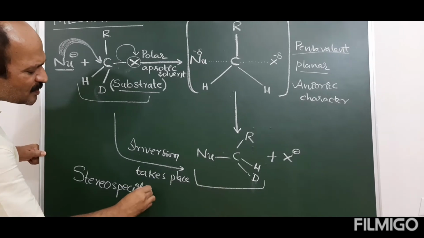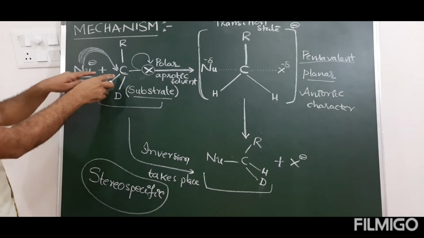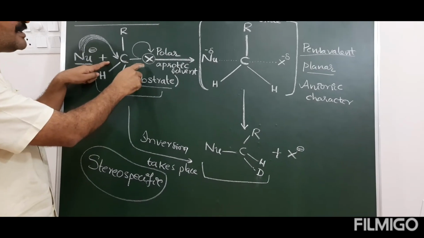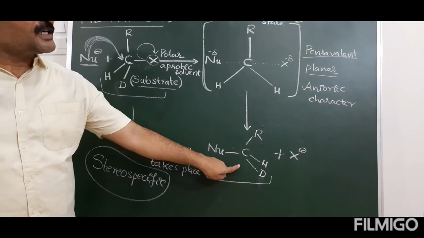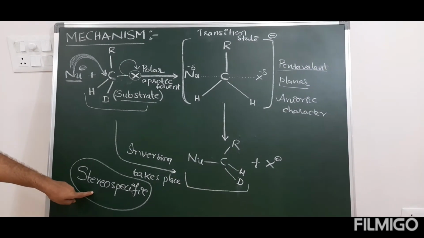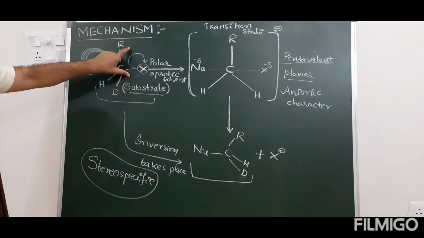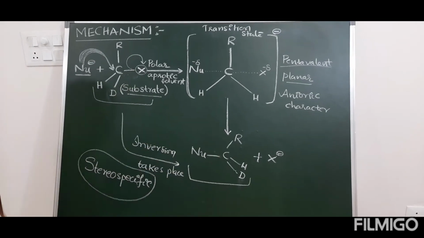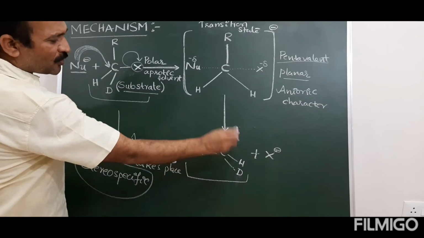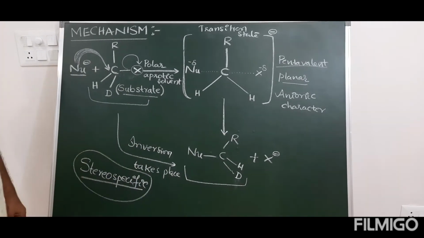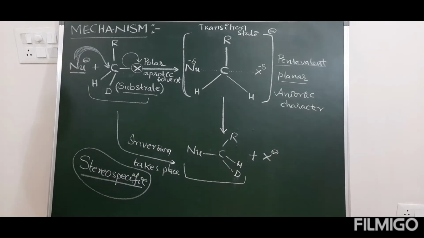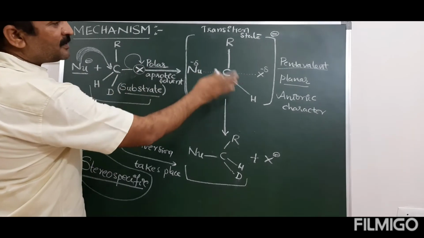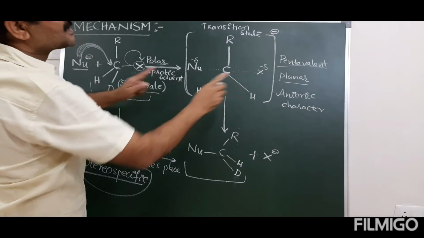What is called stereospecific? Based on the configuration of the reactant, the configuration of the product is decided. That is called stereospecific. So SN2 reactions are stereospecific, the favorable solvent is polar aprotic, and there is no intermediate. Only you can see the transition state.